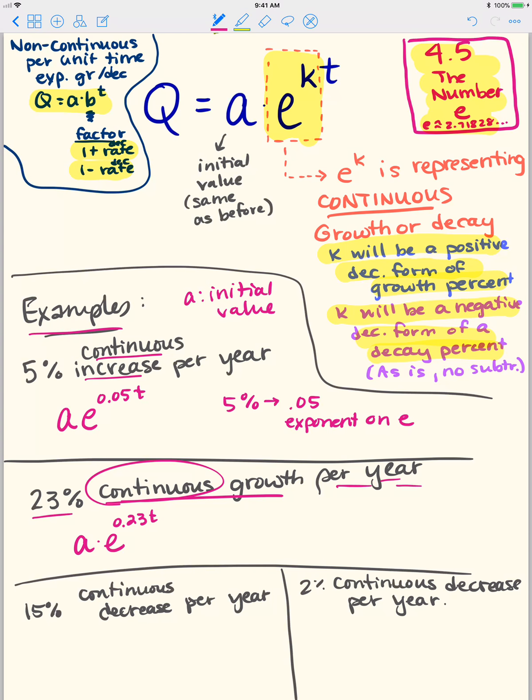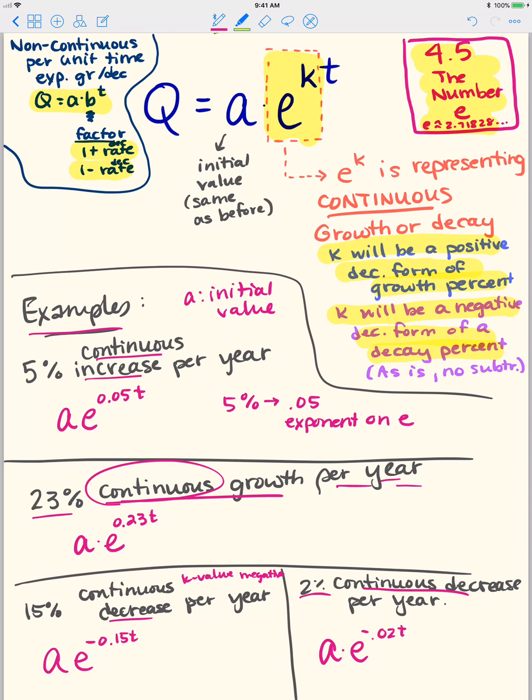Okay? If it's a decrease or a decay, a decline, a shrinkage, but it's continuous, now the k value will be negative. There's no subtraction to get a new factor. So a 15% continuous decrease would just be some initial value times e to the negative 0.15t. A 2% continuous decrease would be some initial value times e to the negative 0.02t.